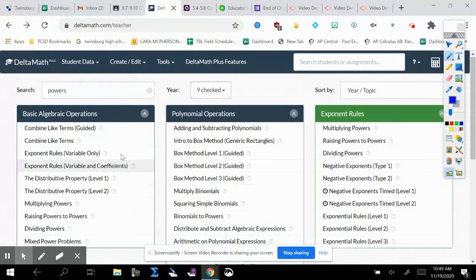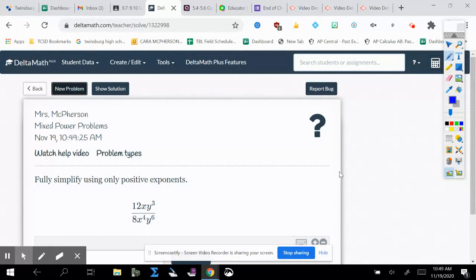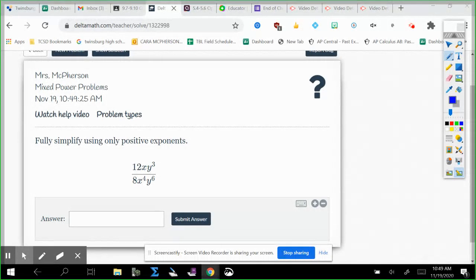You'll also be asked to do ones we call mixed power problems, where you have something like this, with multiple rules going on. In this case, you have division, so you need to divide your coefficients first. So we're not going to worry about exponent rules first, we're going to divide. So 12/8 reduces to 3/2.